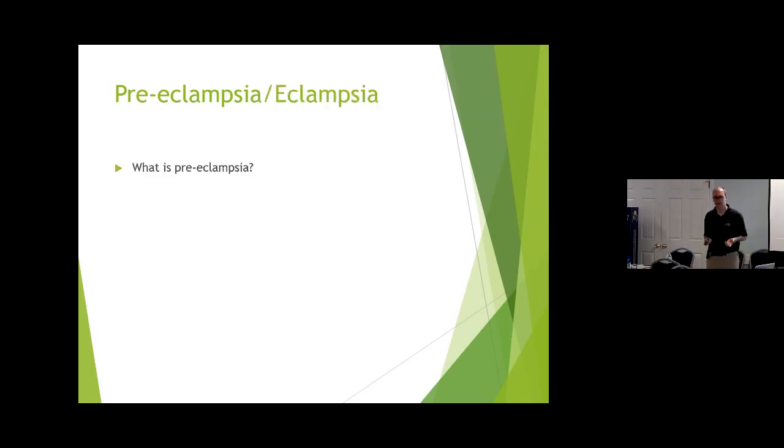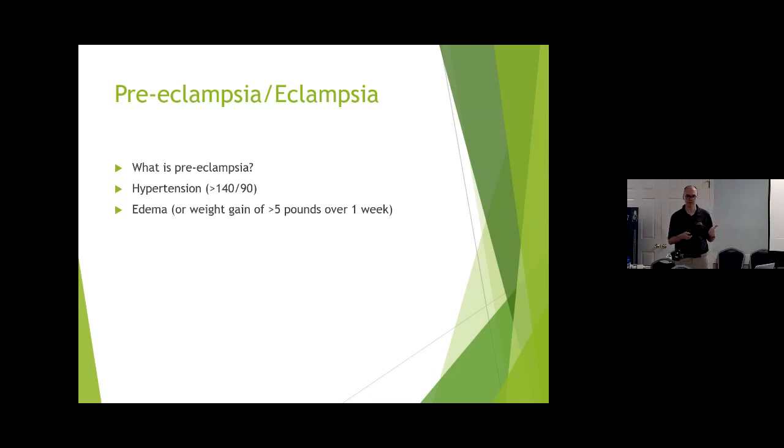What do we think about when we think preeclampsia? We hear it and we think this is a complication while you're pregnant. So you have to have new hypertension, meaning you don't have a history of it. You have to have edema or greater than 5-pound weight gain in 1 week. You have to have protein in the urine.